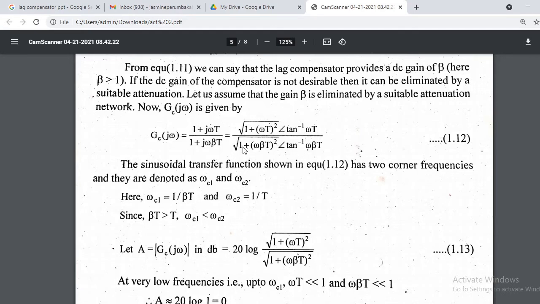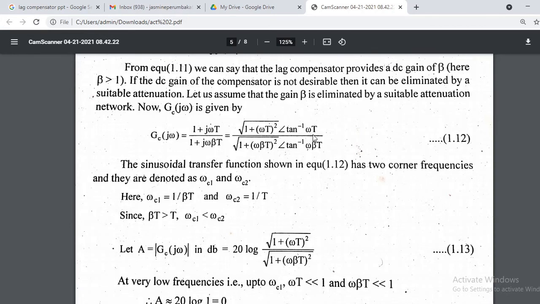Now we are plotting the frequency response. Frequency response means magnitude versus frequency, that is the magnitude response, and phase versus frequency is the phase response. I am saying once more. Frequency response has two parts, magnitude response and phase response. Magnitude versus frequency will give the magnitude response. Phase versus frequency will give the phase response.